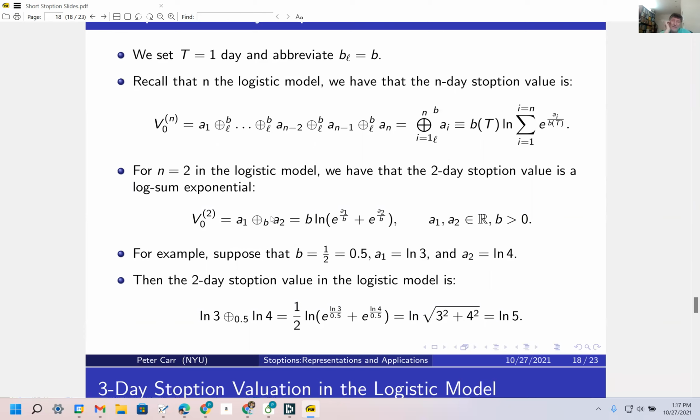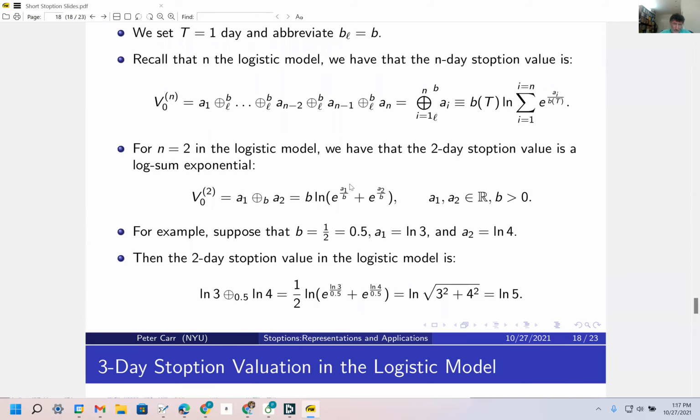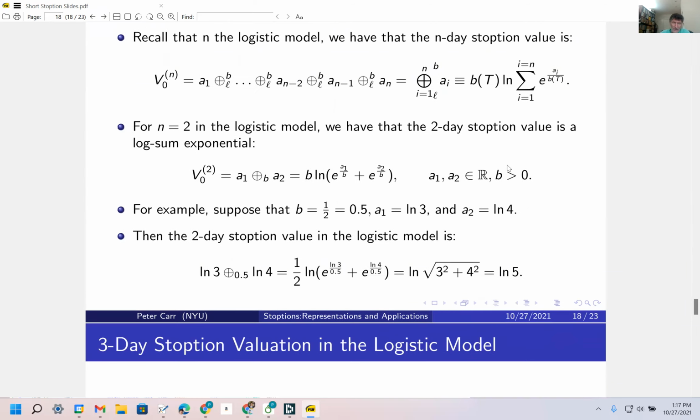And so you'll choose the larger of those two at time 1, and then when you take the expected value, you end up with this: the log sum exponential of the two floors, A1 and A2. And let's illustrate that with numbers.